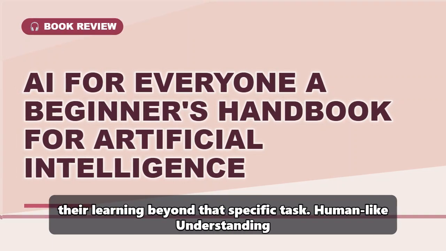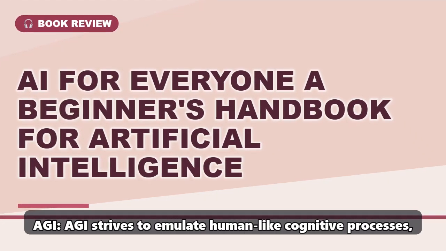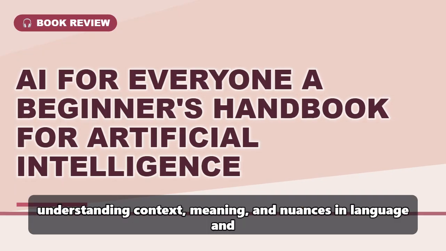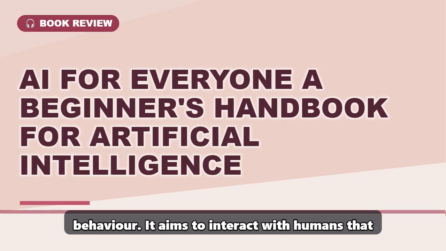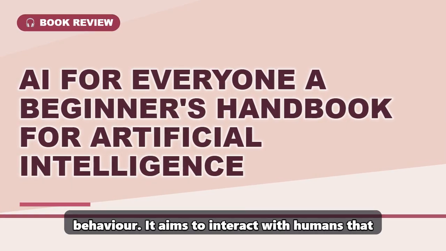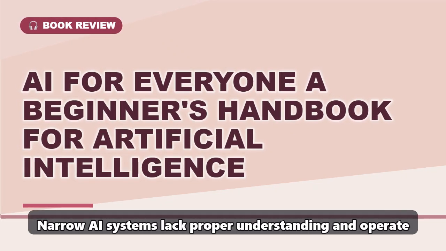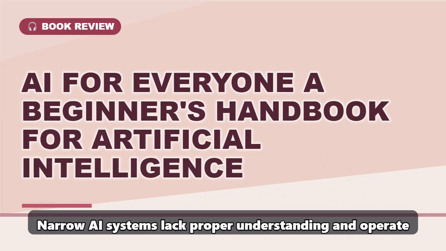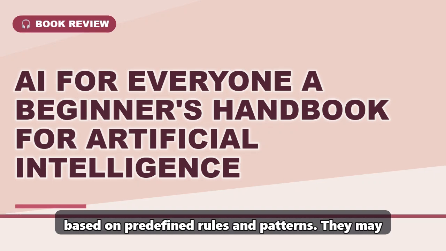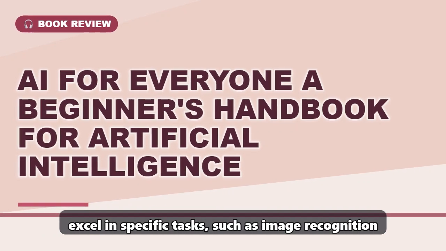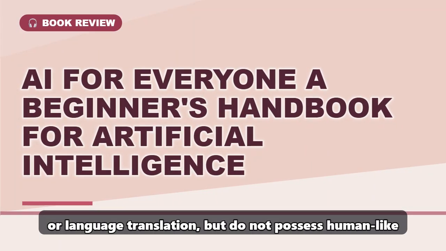Human-like understanding. AGI strives to emulate human-like cognitive processes, understanding context, meaning, and nuances in language and behavior. It aims to interact with humans in ways that feel natural and intelligent. Narrow or weak AI: narrow AI systems lack proper understanding and operate based on predefined rules and patterns. They may excel in specific tasks, such as image recognition or language translation, but do not possess human-like comprehension.